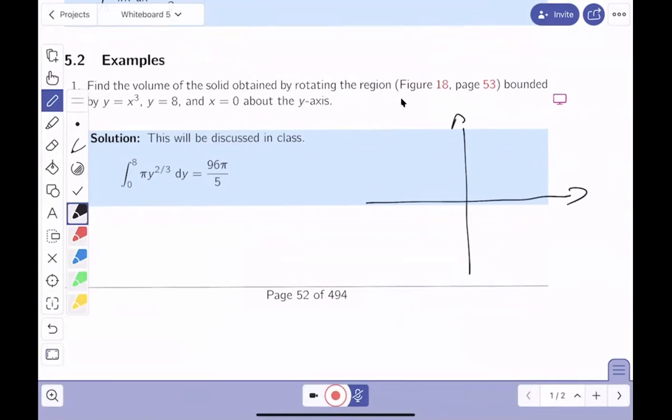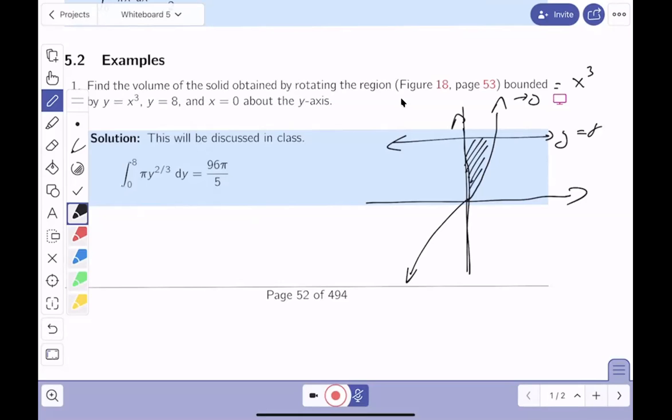And I'm going to put down y equals x cubed, sort of looks like this over here. I'm not saying it's a terribly accurate picture, but it's enough for me. And y equals 8 looks like this over here. And again, this is y equals x cubed. And then they say x equals 0. That looks like this over here. So yeah, I know the region now. This is the region. All right, that's the region they're talking about.